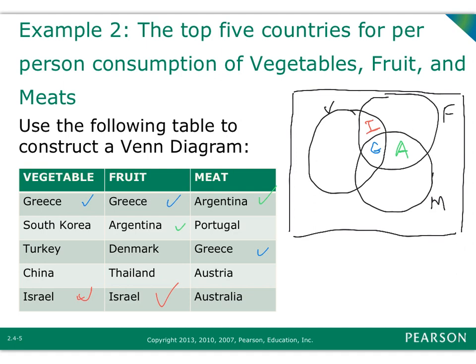And then what about vegetables and meat? We don't seem to have any, so we have the null set for that. So now let's just look at the meats that are left. We have Portugal and Austria.